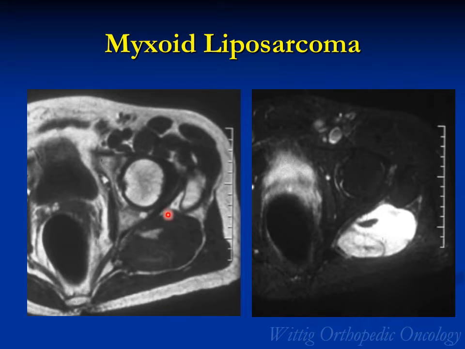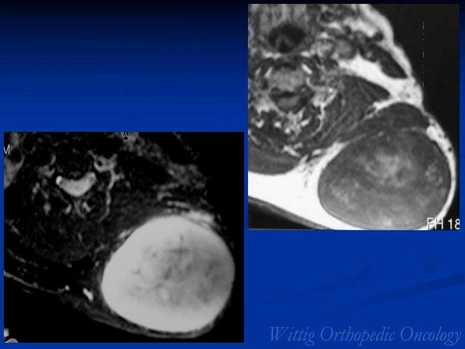Here's an example of a myxoid liposarcoma of the buttock. An intramuscular tumor, this is the T1. It's low signal or similar to muscle on the T1, and you can see very high signal on the T2 because of the myxoid or mucinous fluid component. Again, T1 weighted image up here in the right hand corner and T2 in the lower left hand corner.